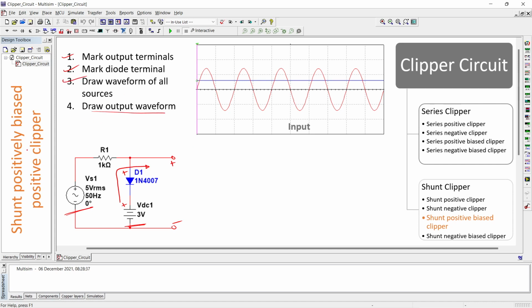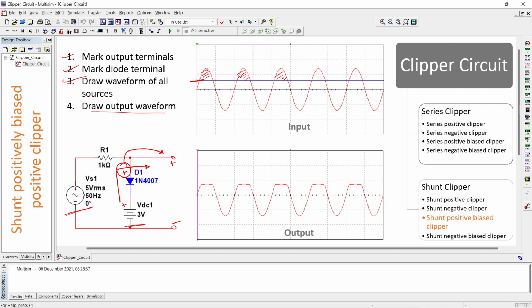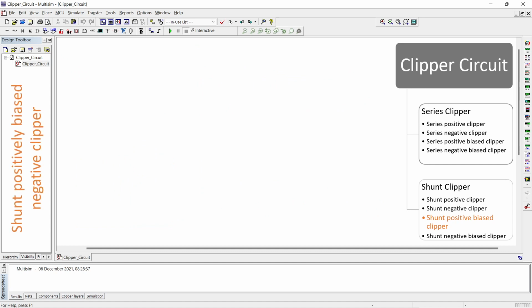So it's time for step number 4. The positive terminal of diode is facing towards the positive of output. That means whatever waveform is above this 3-volt reference line, we should clip off that thing. And the output looks like this. Now we'll go for shunt positively biased negative clipper.